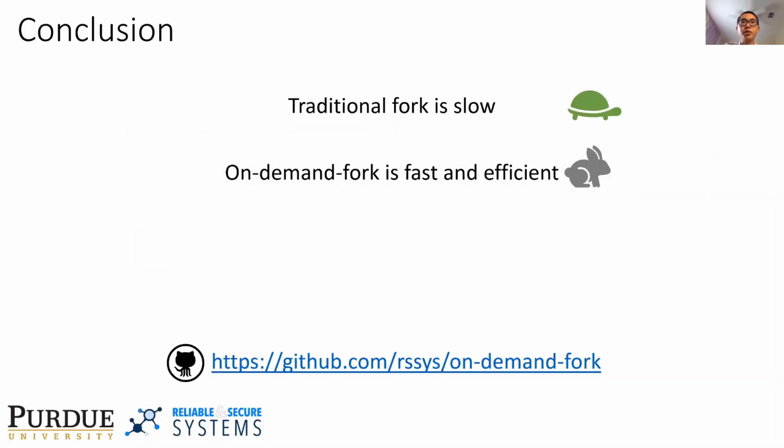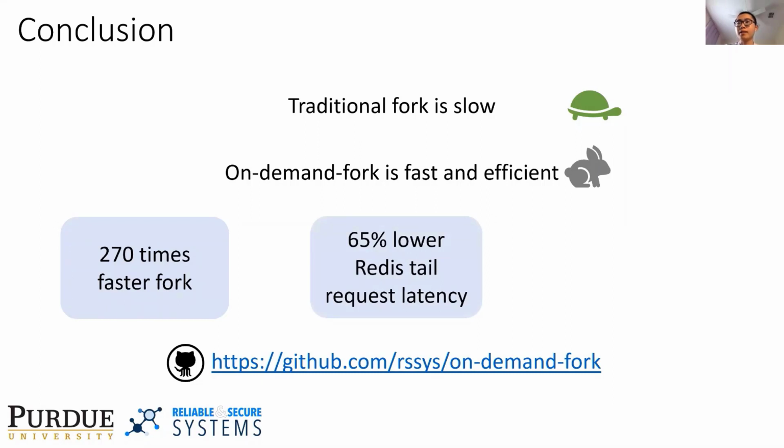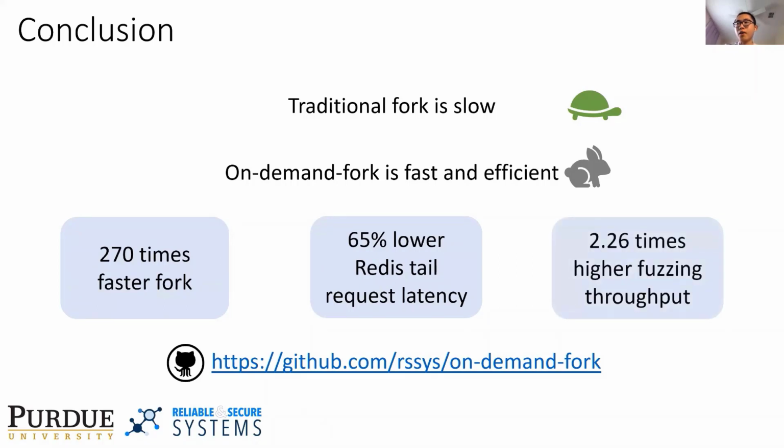In conclusion, the traditional fork is slow, whereas on-demand fork is low latency and efficient. It's low latency because of deferring the work of copying page tables from the system call to the page fault handlers, and it's efficient because of performing the work of copying page tables selectively. From our experiments, we show that on-demand fork is up to 270 times faster than the traditional fork. It gives Redis a 65% lower tail request latency, and it gives AFL a 2.26 times higher fuzzing throughput.